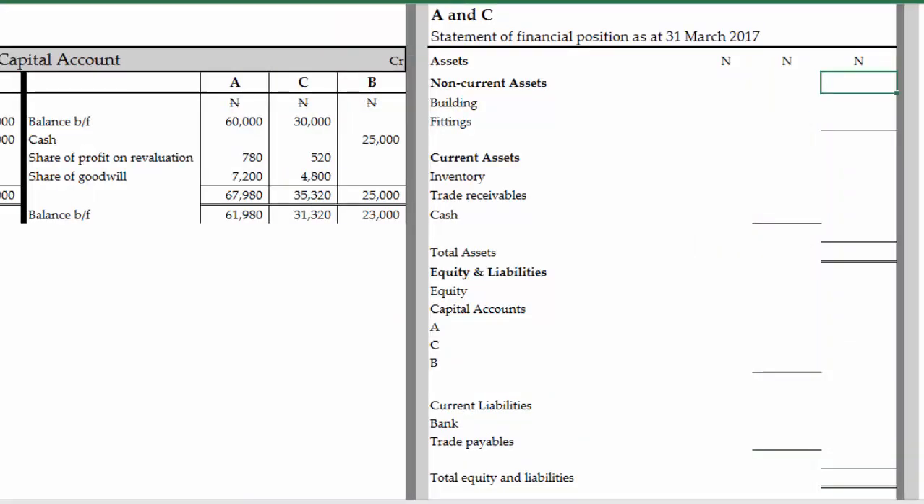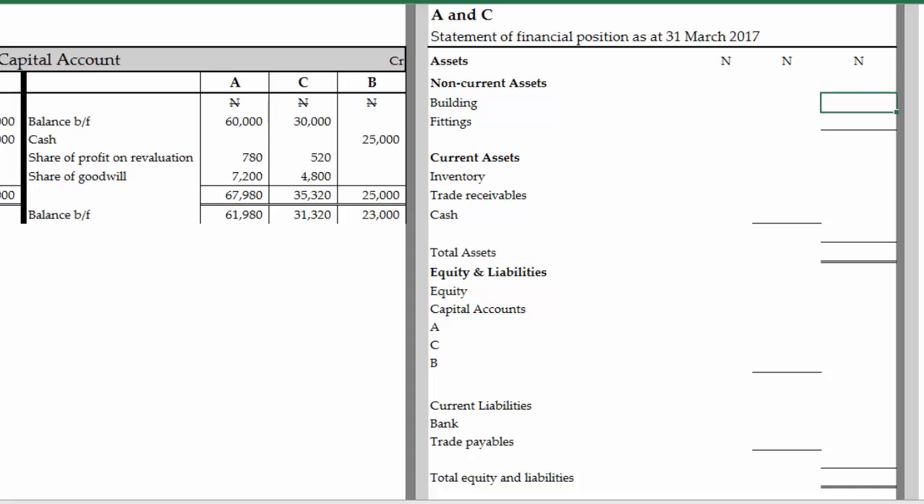Welcome back. Now let's look at the final requirement of this question, which is to prepare a statement of financial position. This will be very straightforward. Let's go into it.